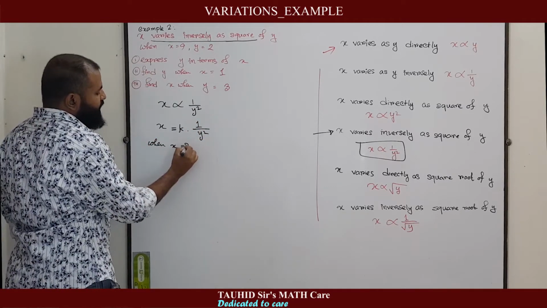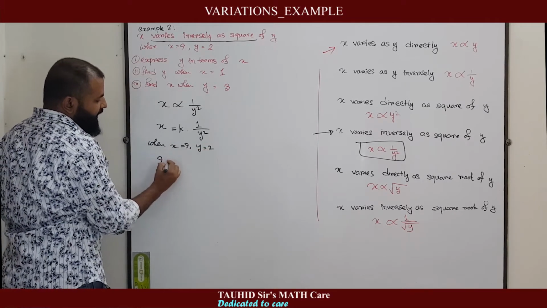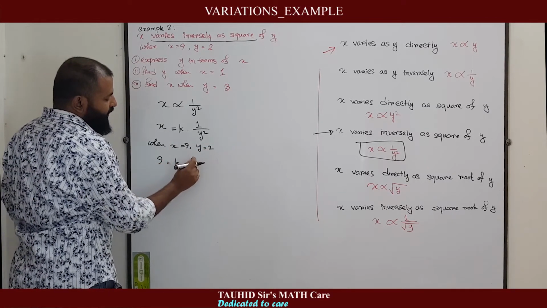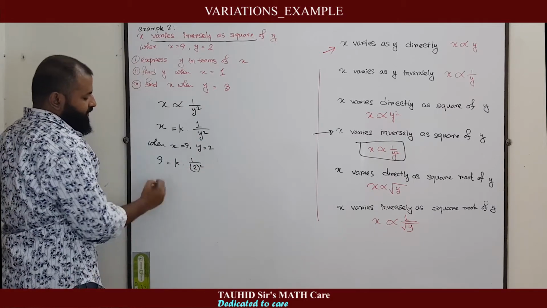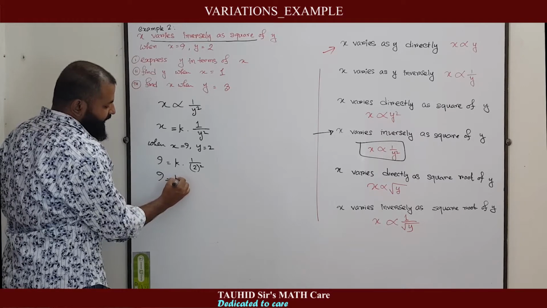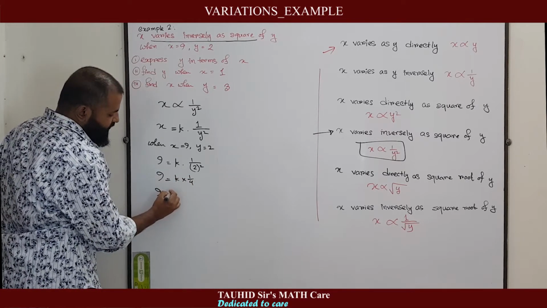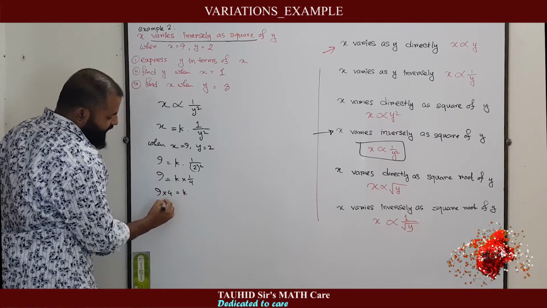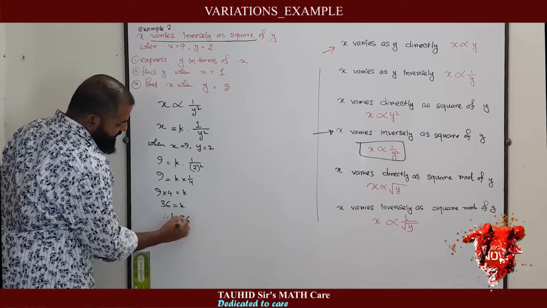When x equals 9, y equals 2, we are given that. So the value of x we put, 9 equals k into 1 divided by the value of y, 2 square. So 9 equals k multiplied by 1 by 4. This 4 will come here. 9 multiplied by 4 equals k. 36 equals k. The value of k is 36.